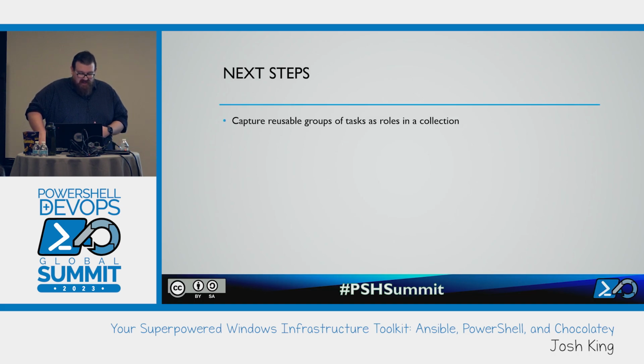Now, next steps. You will see that I started splitting groups of tasks out into their own tasks files. I recommend starting to build up those as roles in your own internal collections. So, for example, you might have an infrastructure collection which has, this is how we spin up VMs. You might have a Windows collection for, here's all the stuff we do on Windows. You might have a Linux one as well. And then they just become reusable nuggets of stuff that you've figured out and can reuse everywhere.